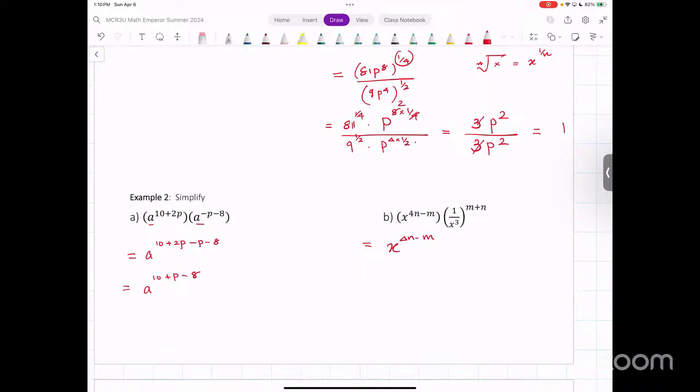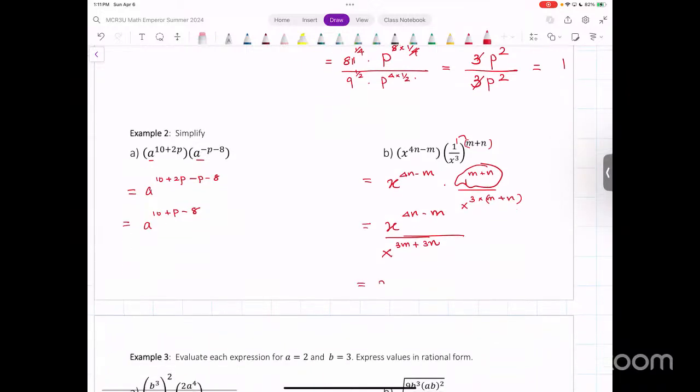This is going to be x to the power of 4n minus m. Now we're going to distribute the exponent. When I distribute the exponent, it's going to be 1 to the power of, 1 has an exponent 1. We're going to multiply these two, m plus n, over x to the power of 3 times m plus n, power of power rule. So x to the power of 4n minus m. 1 to the power of anything is always 1, divided by x to the power of 3m plus 3n. So x to the power of 4n minus m minus 3m minus 3n. x to the power of 4n minus m minus 3m plus 3n.